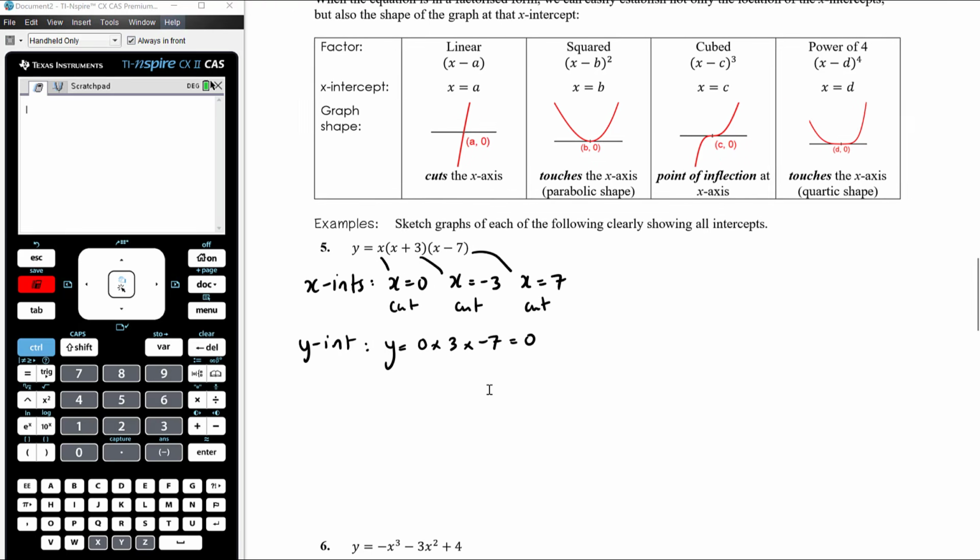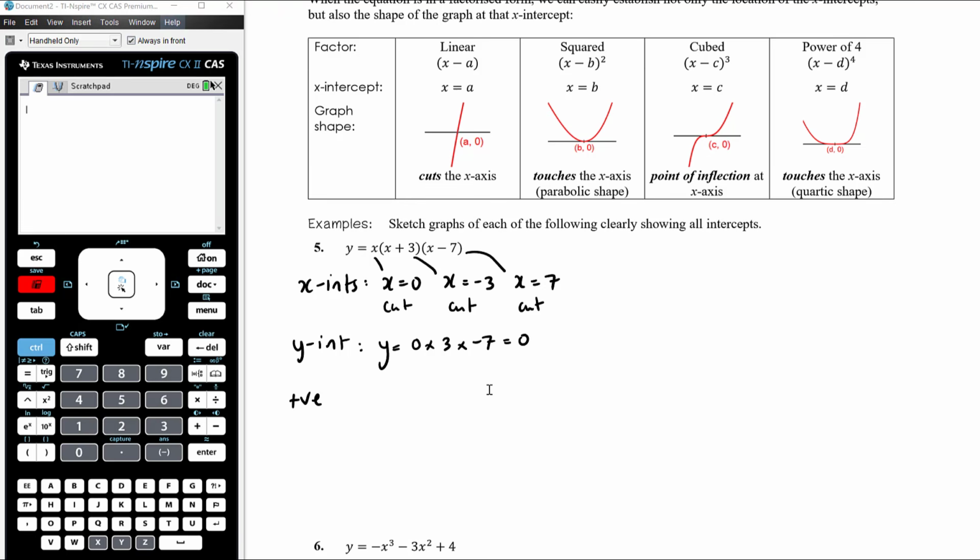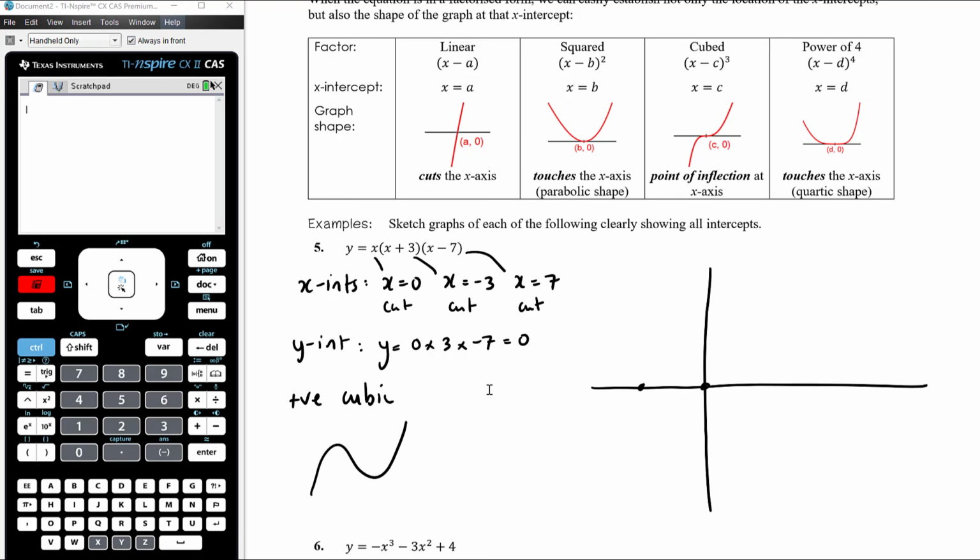Okay, we know it's a positive cubic, so the shape's going to go up as we go from left to right. Alright, so let's mark some points. -3, 0, 7. Positive as we go from left to right. Sorry, I hit the edge of the screen.